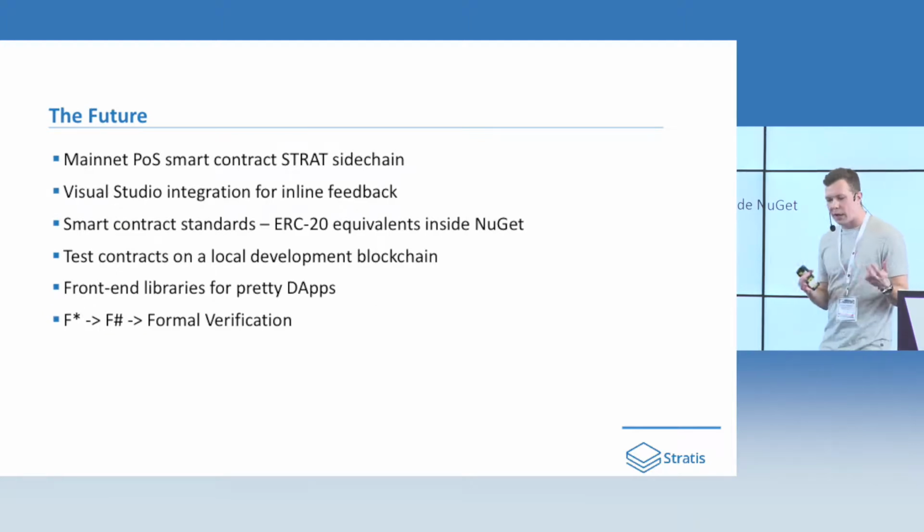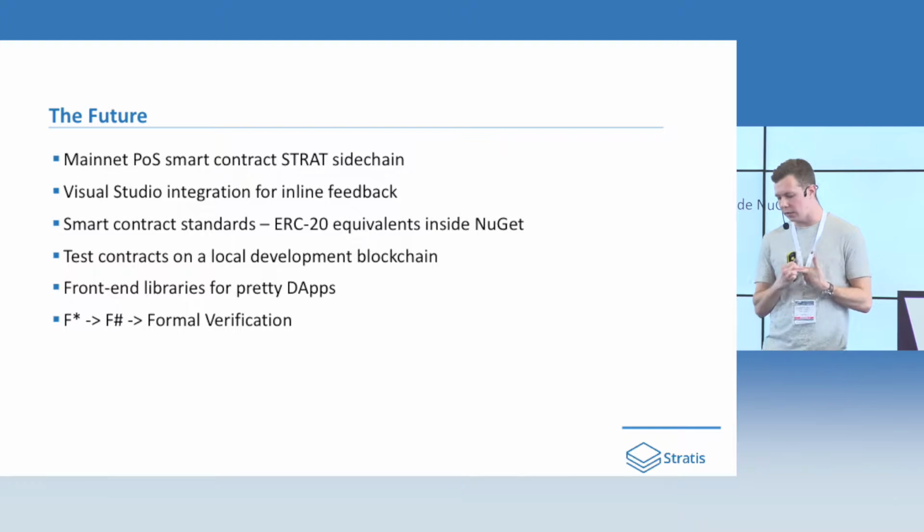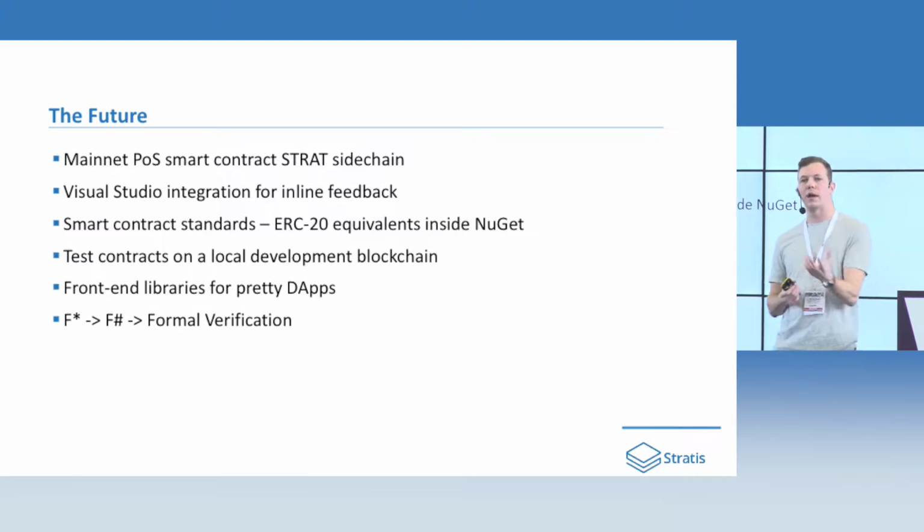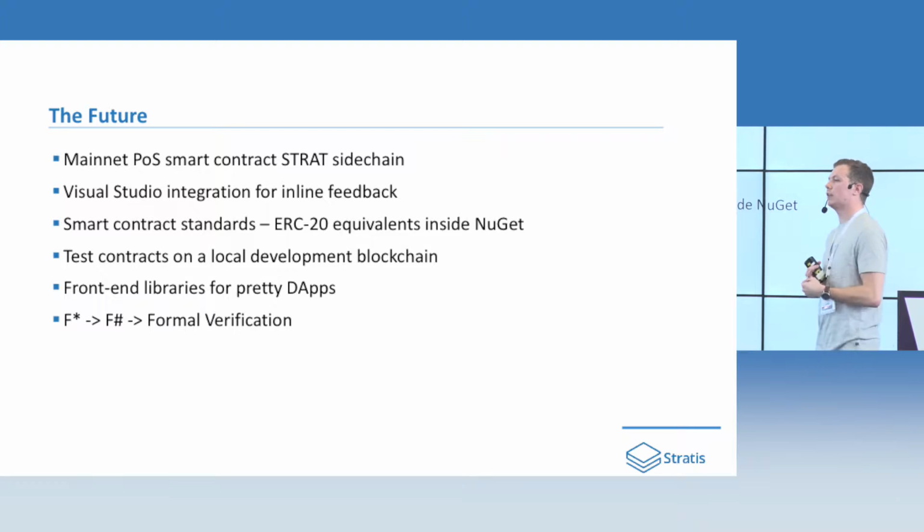So we have a bunch of stuff coming out in the future. Where we're looking to get to is basically a mainnet proof-of-stake sidechain. We also want to have a Visual Studio integration for inline feedback. I mentioned we have maybe some command line tools earlier. All of this should instead actually happen inside of Visual Studio. We'll have some smart contract standards.